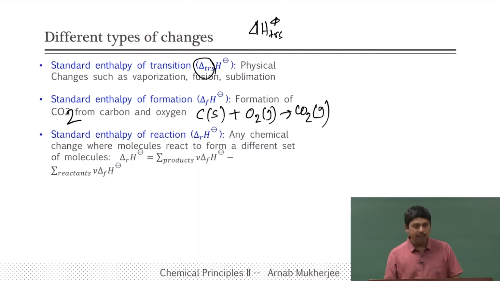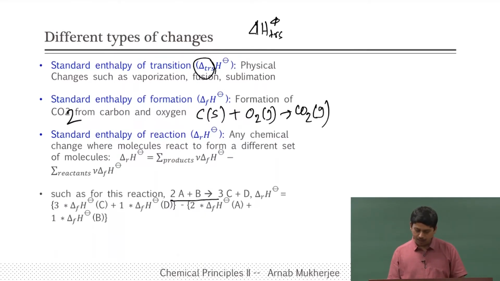Standard enthalpy of a reaction is when we calculate the total change in the enthalpy of formation of all the products minus the enthalpy of formation of all the reactants, multiplied by the stoichiometric ratios. For example, in this reaction 2A plus B going to 3C plus D, we calculate the total change in the standard enthalpy of reaction as 3 multiplied by the formation of C, plus 1 multiplied by the formation of D, and subtract from it 2 multiplied by the heat of formation of A and 1 multiplied by the heat of formation of B.